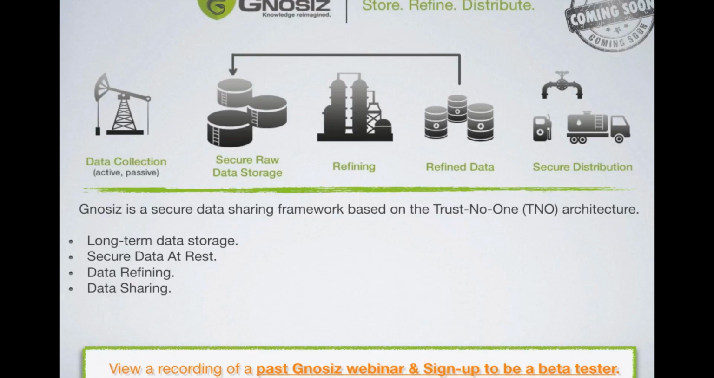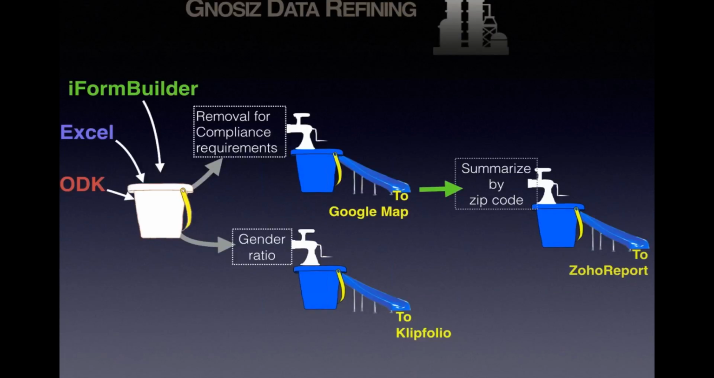Gnosis is a data refinery, and what that really means in the simplest terms is that you're able to take multiple data sources in and make changes to them in a much faster and easier way than having to go into, let's say, 10 different Excel files and one online file to make all those changes in separate places. So the idea is, let's say you have iForm Builder data, an Excel file, and ODK, Open Data Kit data, and you have those three different files and data sets. You can put all of those in one bucket.